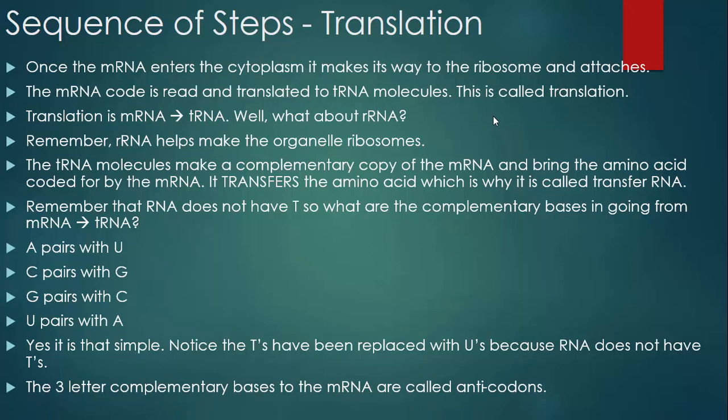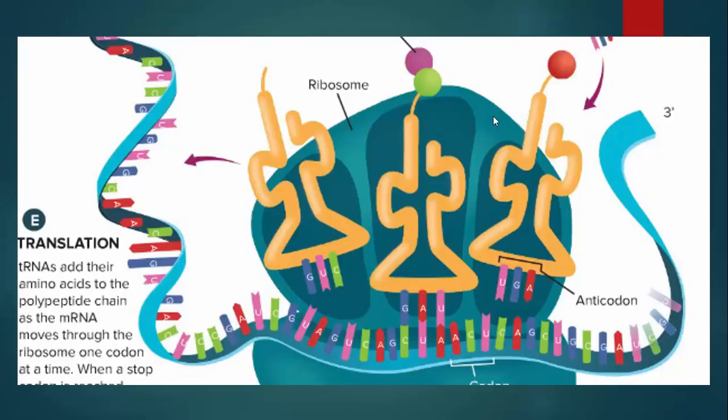The three complementary bases to mRNA are called anti-codons. Remember, we said DNA to mRNA, when mRNA is making that complementary code in letters of three bases long, those are called codons. When you're going from mRNA to tRNA, making three-letter complementary bases, we call those anti-codons. Codon and anti-codons pair up.